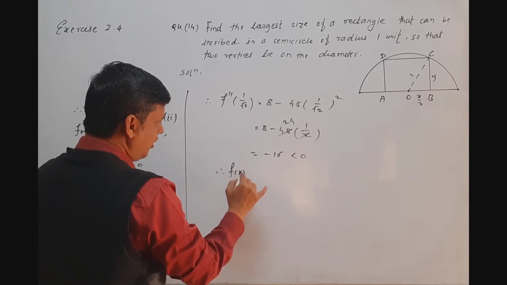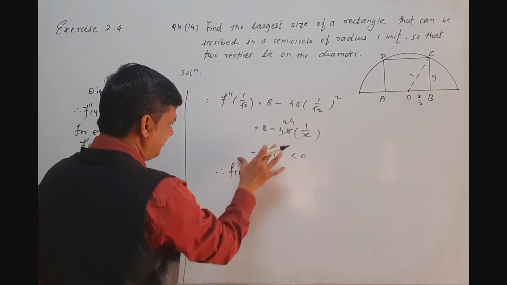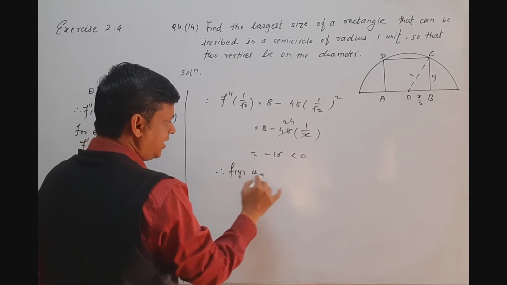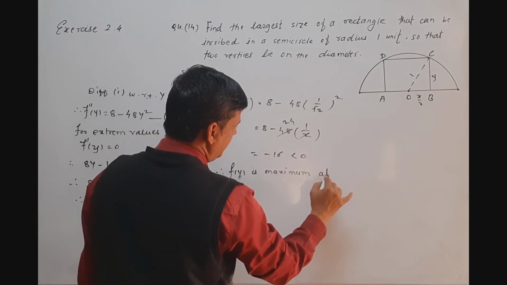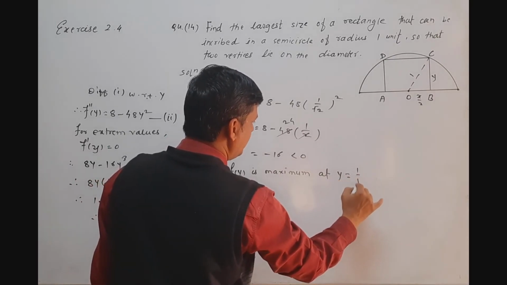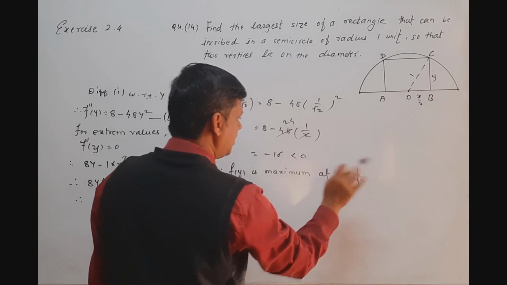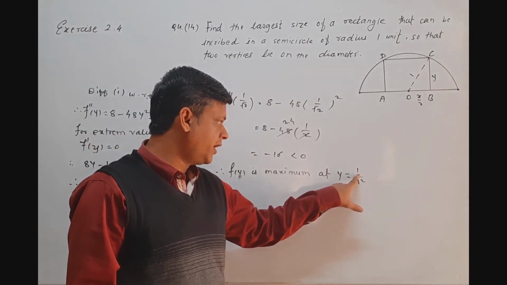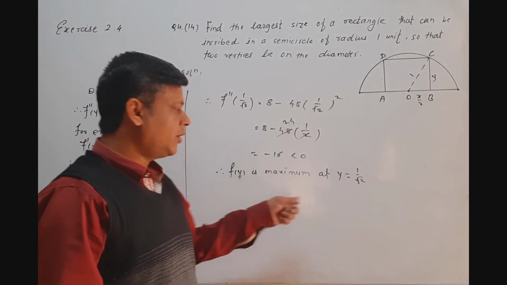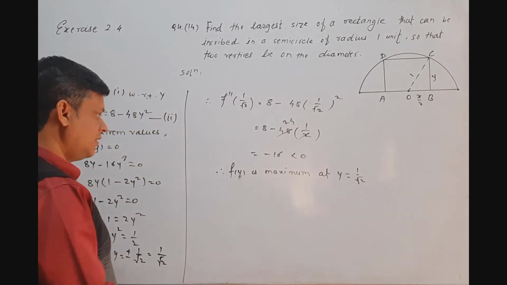Therefore f of y is maximum at y equal to 1 by root 2. So here one dimension is confirmed, that is y equals 1 by root 2. So we get the breadth 1 by root 2. Now we have to find the value of x.